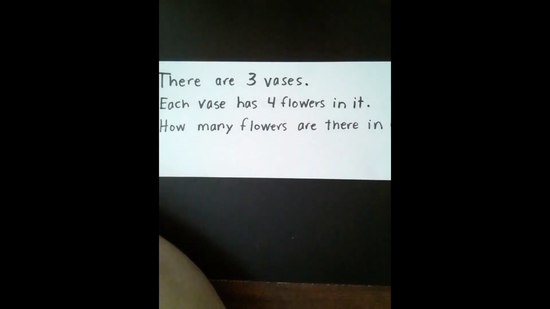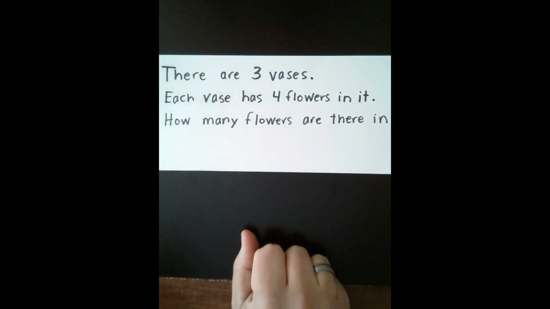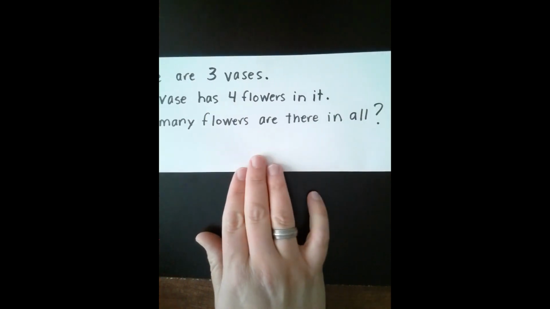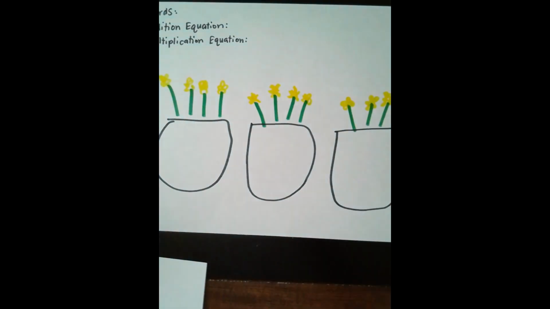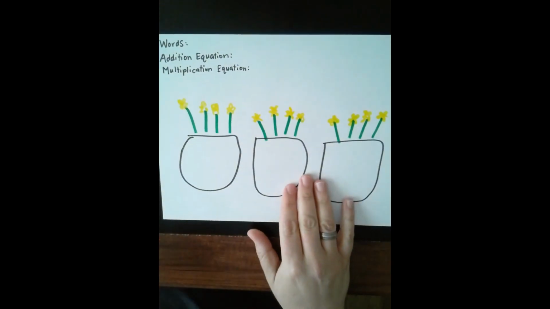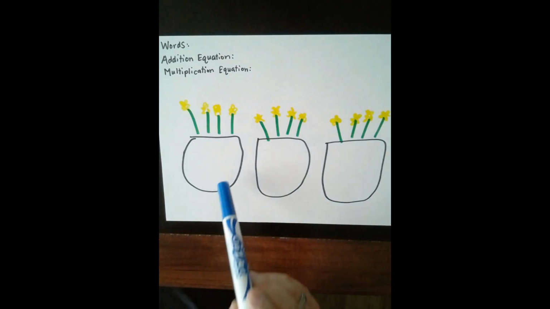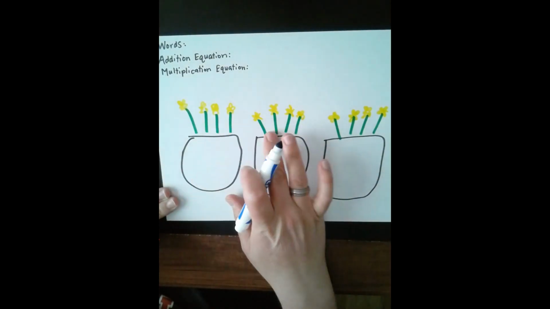Says here, there are 3 vases. Each vase has 4 flowers in it. How many flowers are there in all? So I drew a picture to help us visualize that. Let me put this up here. Okay, so here we go. We have our 3 vases. Each vase has 4 flowers in it.